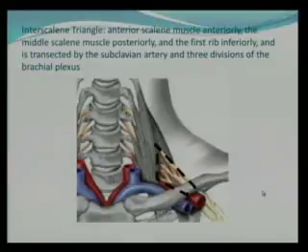Now, this is what runs through this interscalene triangle. Basically a part of the subclavian artery, not all of it, a part of the subclavian artery, but 3 divisions of the brachial plexus. So when there is neurogenic form of thoracic outlet syndrome, consider interscalene triangle as the causative area of compression.